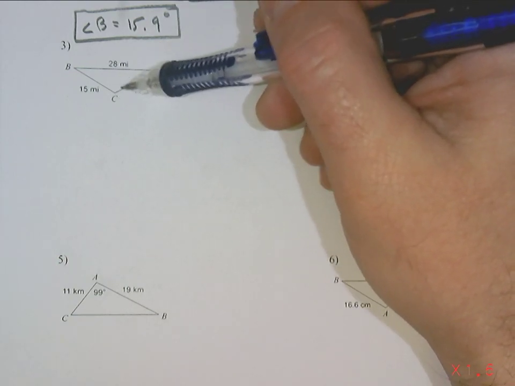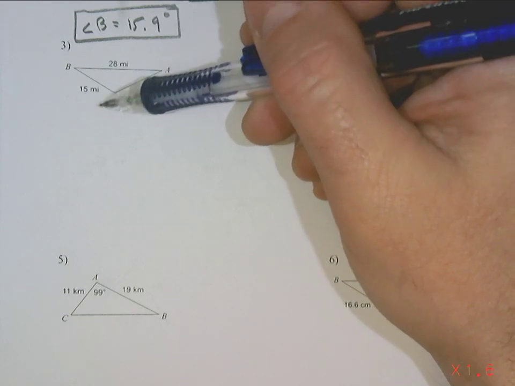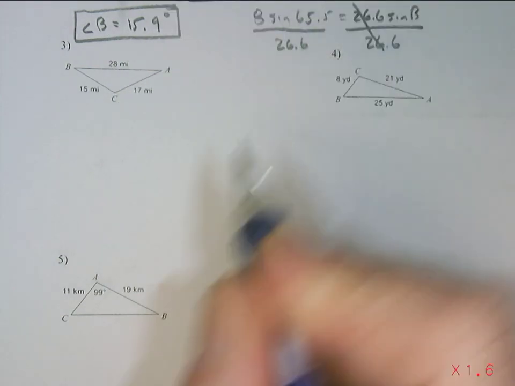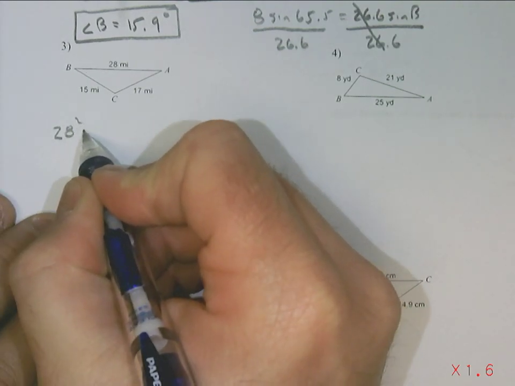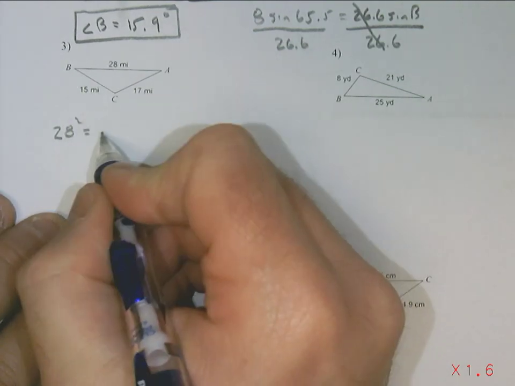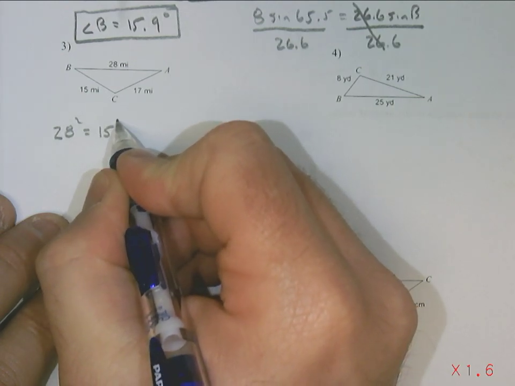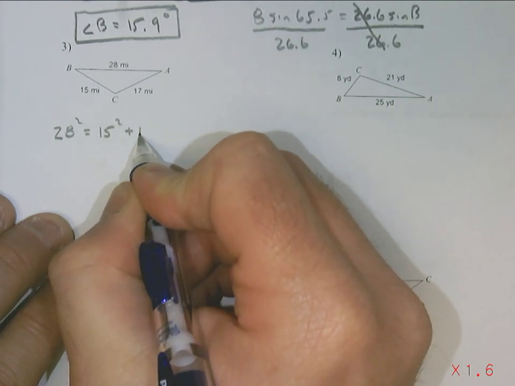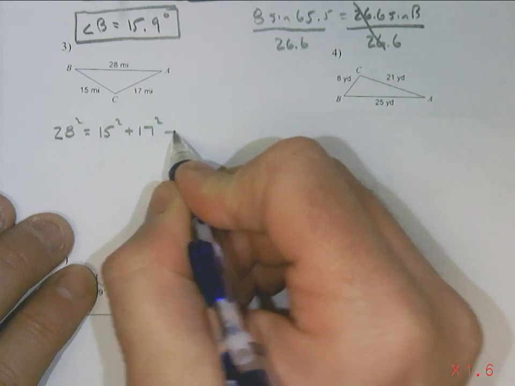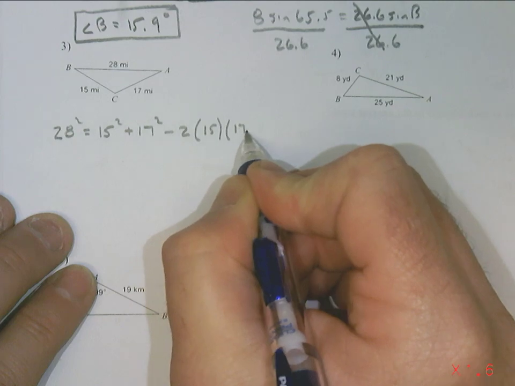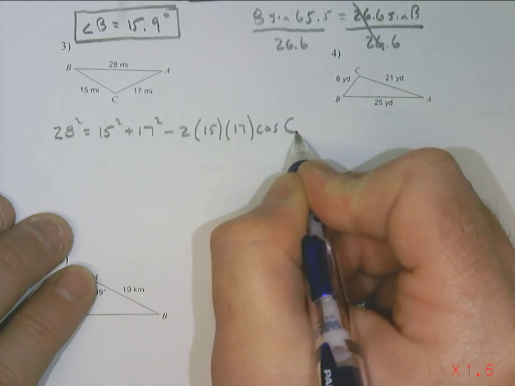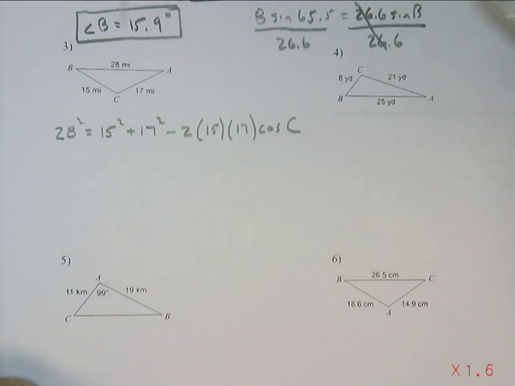So since I'm going to choose to solve for this angle here, the first side I write is the side opposite it, which is the 28. So 28 squared is equal to the 15 and the 17 go next, and it doesn't matter which one you write first since they're being added. And there's where our unknown is.